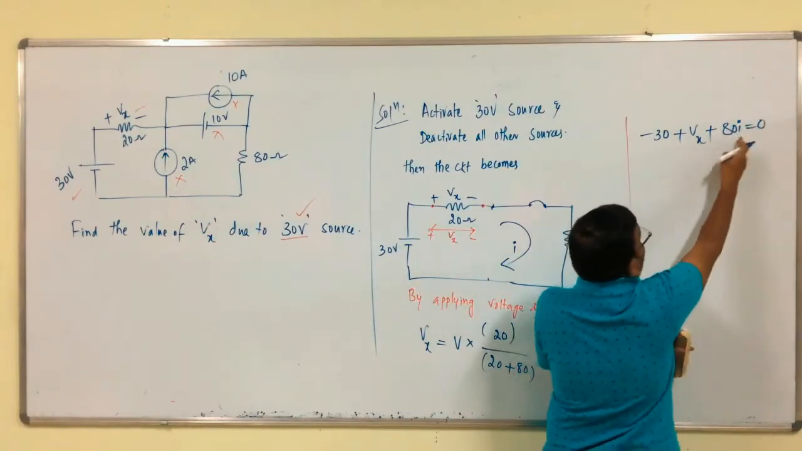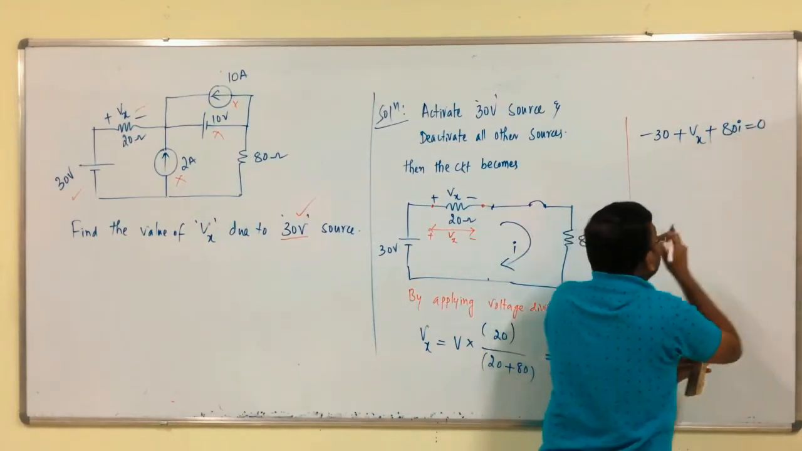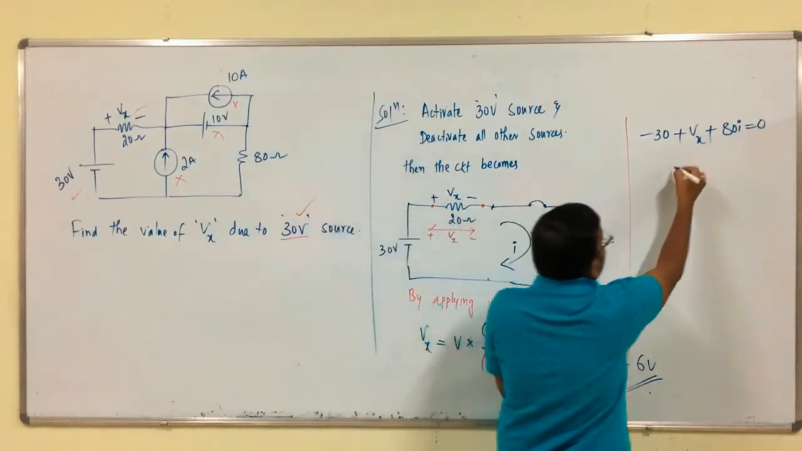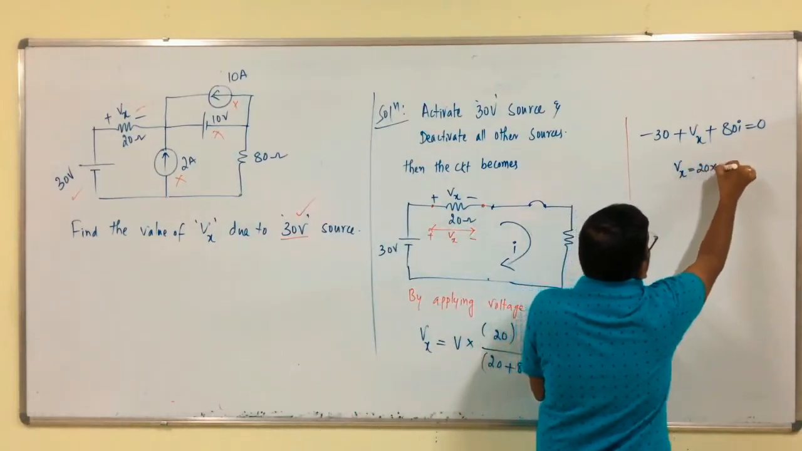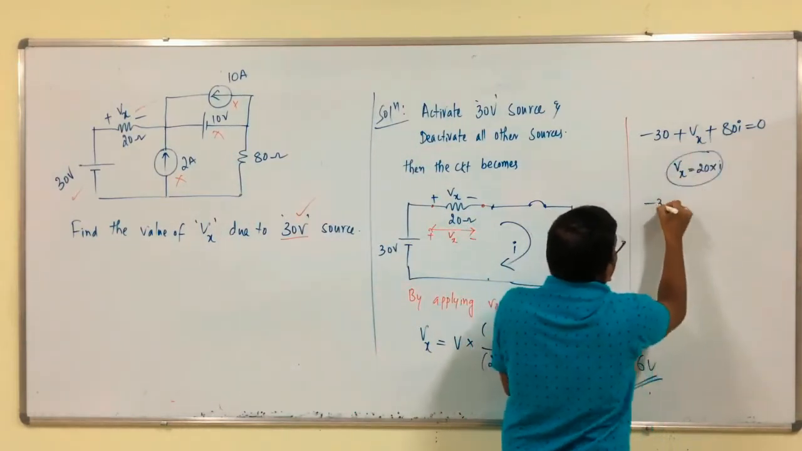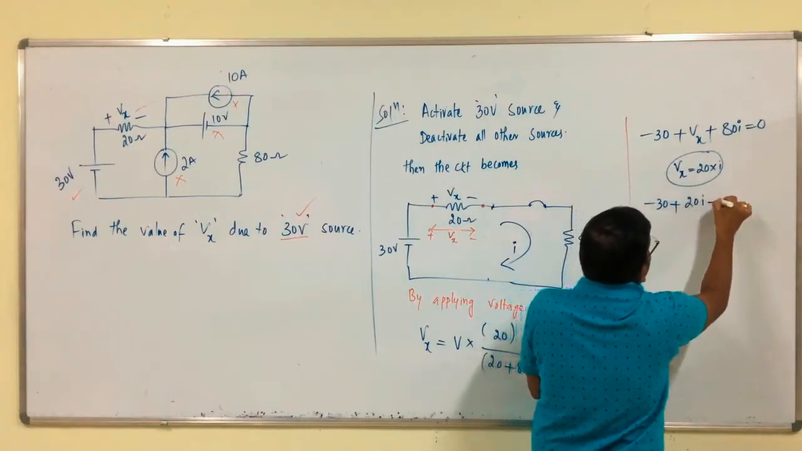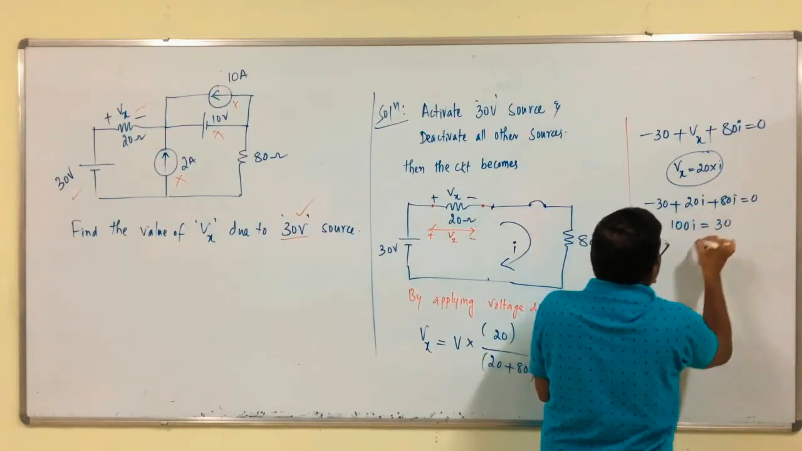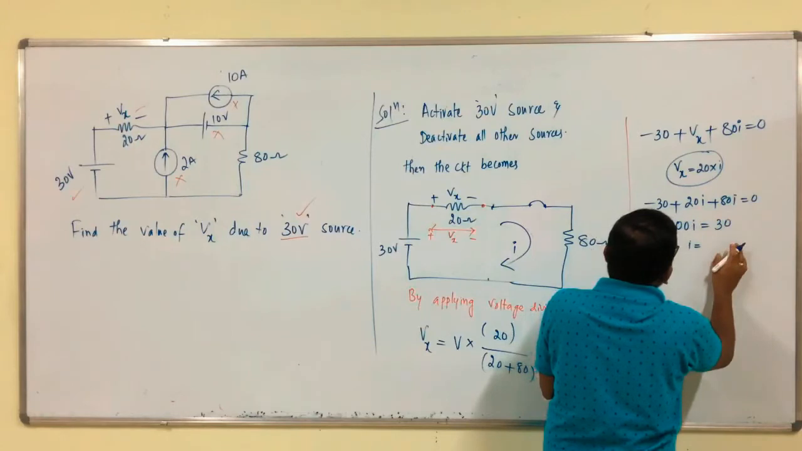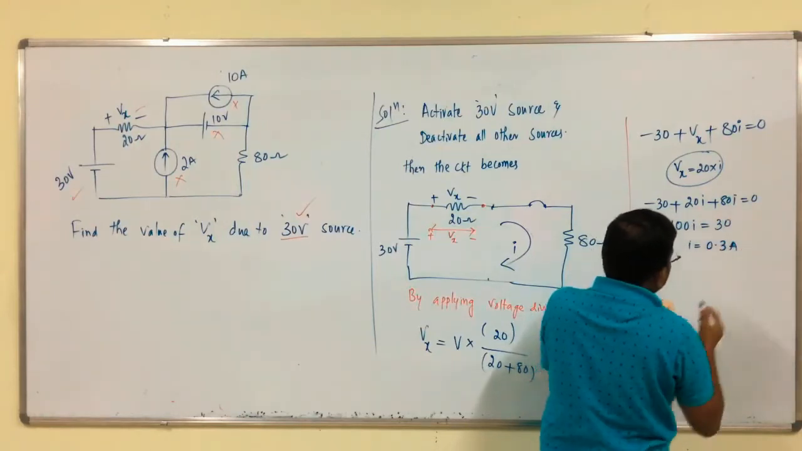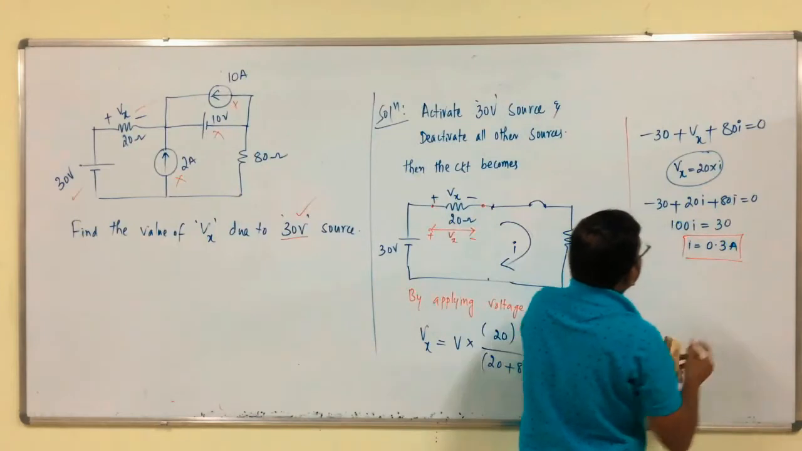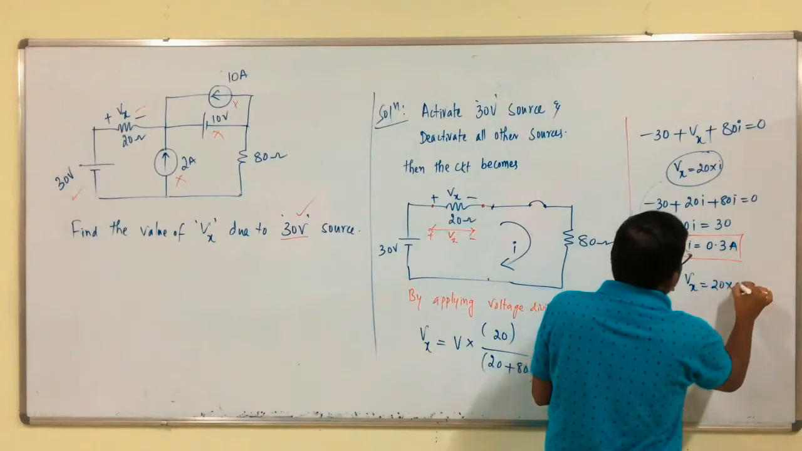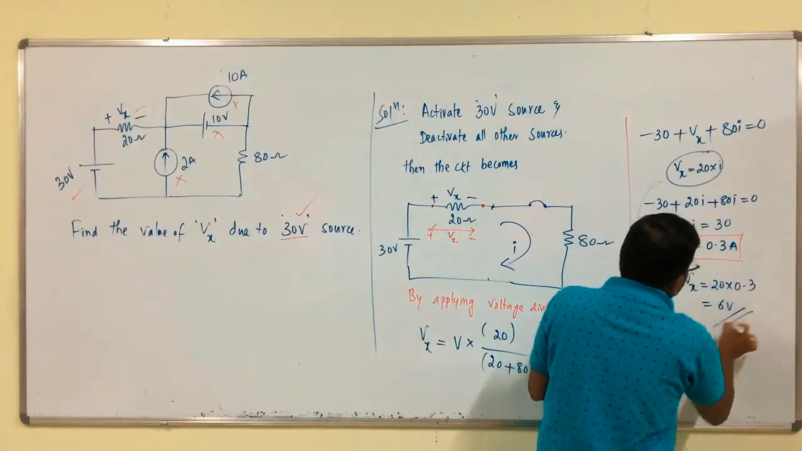From this we have two unknowns, no, Vx we do not know, I we do not know. That is why Vx is nothing but 20 into I. Substitute this value here: minus 30 plus 20 I plus 80 I is equal to 0. From this 100 I is equal to 30, I is equal to 3 by 10, that is 0.3 amps. So, from this Vx is 20 into 0.3, which is equal to 6 volts.